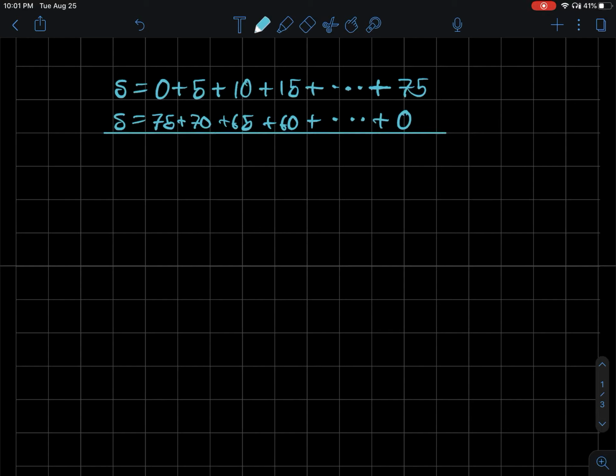Then I'm going to do the exact same thing as before and add it. 2s on the left side. Then each of these terms just become 75, and 75, and it's all just 75s.